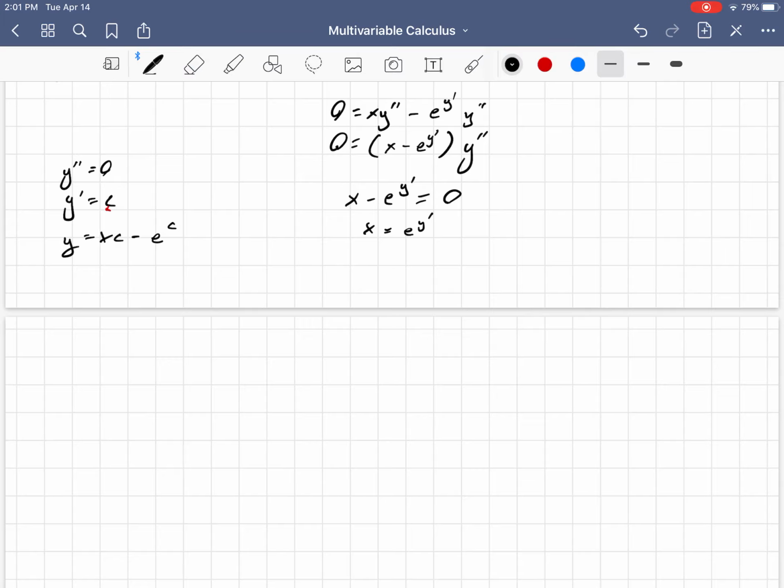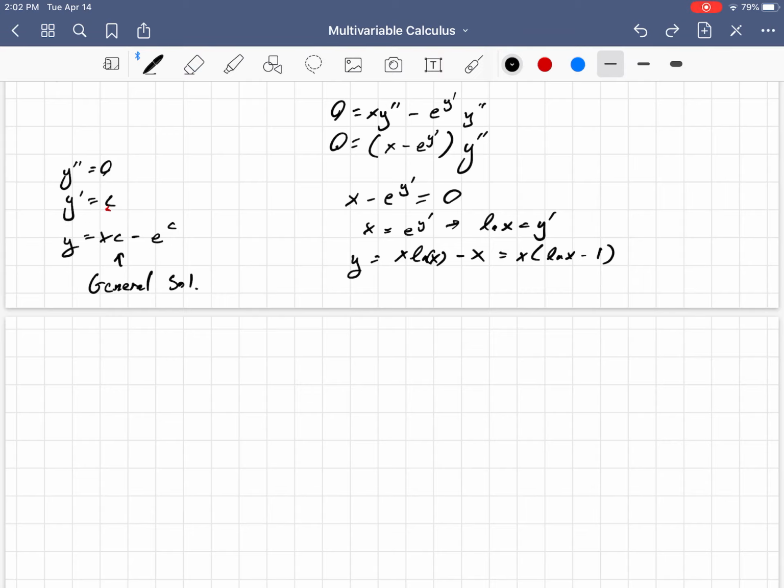Now the other case is when x minus e to the y prime equals 0, or in other words, x equals e to the y prime, or in other words, natural log of x is equal to y prime. And that's pretty easy to solve for y. You end up getting, after some integration by parts, that y is equal to the integral of the natural log of x, which is x times the natural log of x minus x. Or in other words, x times natural log x minus 1. And so there's two solutions for y, and we have two different names for these two solutions.